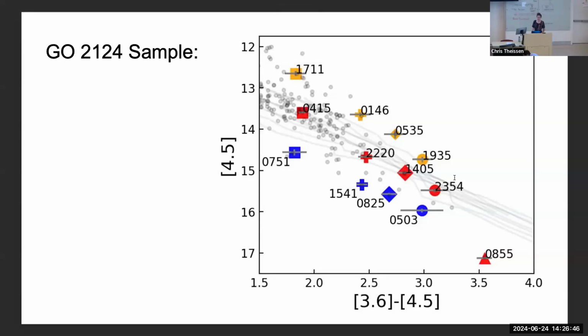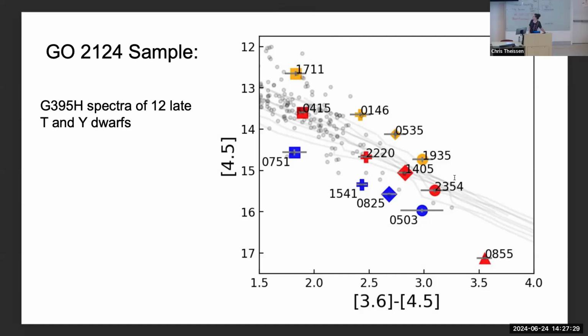Before I proceed, I thought I would introduce this program and what its goals were, because there are a few more talks coming up that are subsets of it, and I'm the first one, so I'll take the time to explain it. The goal was to explain this diversity of cold worlds. We have this nice Spitzer color magnitude diagram where there are parallaxes for all of these, so we know distances and we can put them on here. The light gray points are all of the sample, and then GO 2124 went after 12 of these objects that are highlighted with the different colors and symbols.